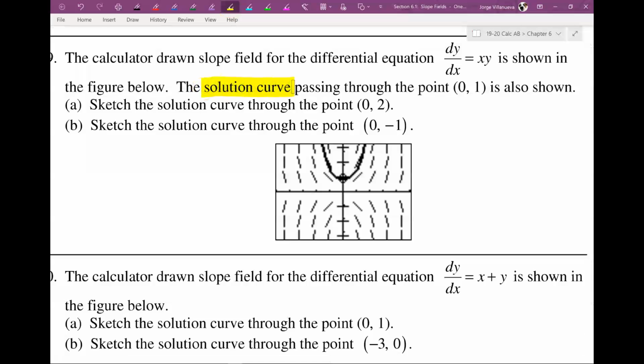Sketch the solution curve through the point 0,2. Well, here's 0,2. It's supposed to match up with the previous one, so I'm going to draw it like this. And I'm done. Sketch the solution curve through the point 0, -1. Well, just follow the slopes, okay? So you're going to go like that and just kind of stay within the curves. And there you go. That's it. Easy, right? Pretty easy.